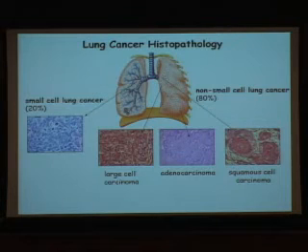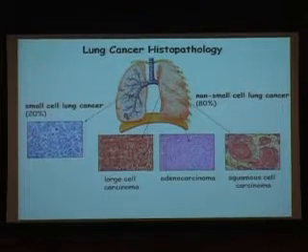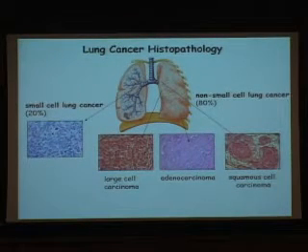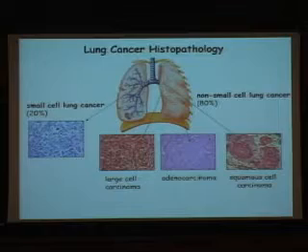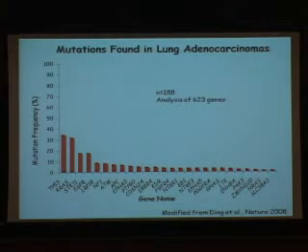And this has really taken off during the past 5 or so years, in which large sequencing studies have been done to see which genes are mutated in lung adenocarcinomas. Here is a slide to summarize the mutational analysis of 623 genes that was done in close to 200 lung adenocarcinomas as part of the tumor sequencing project carried out by the National Cancer Institute.